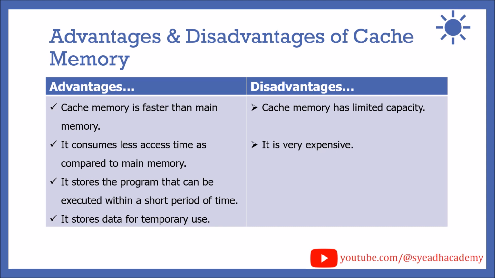Advantages of cache memory. 1. Cache memory is faster than main memory. 2. It consumes less access time as compared to main memory. 3. It stores the program that can be executed within a short period of time. 4. It stores data for temporary use.